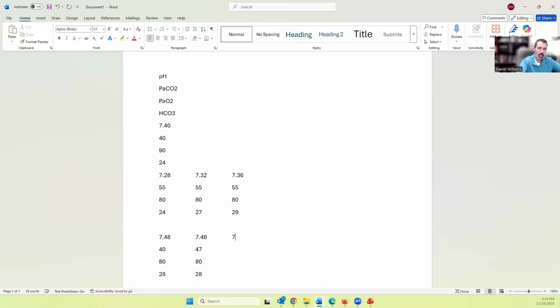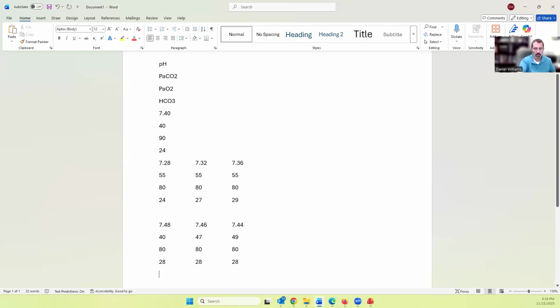So if you were to look at 7.44, and now we'll go to say 49, 80, and leave that at 28. Now we're looking at a fully compensated metabolic alkalosis. The CO2 has gone enough in the direction to help fix that. So we'll do one more series, and then I'll talk about a couple other things, and then we'll be done for the day today.